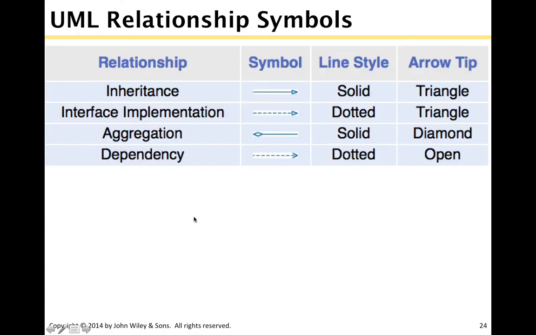So here is a summary of the UML relationship symbols. A solid line with a triangle arrowhead is inheritance. But if you use a dashed line instead of solid, then the superclass is not a regular class but an interface type. For aggregation, we use a solid line, and at the owner's side we put a diamond. For dependency, we use a dashed line with a line arrowhead. The one at the arrowhead is the one being used.